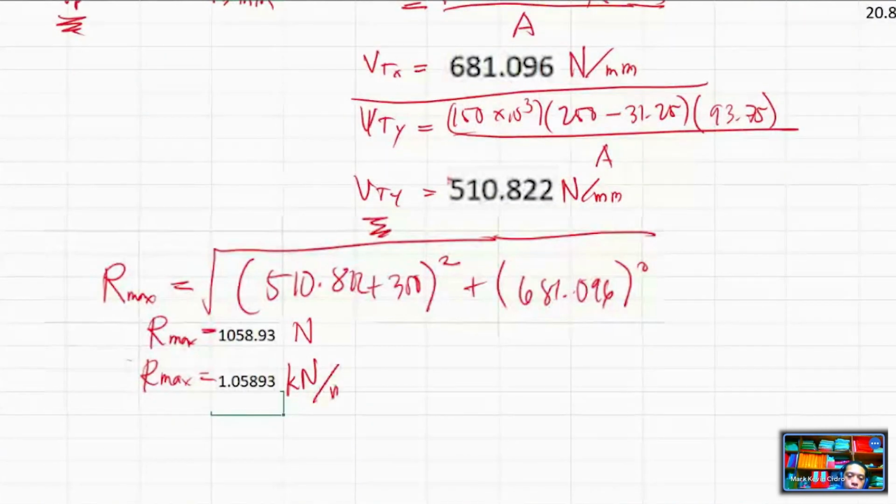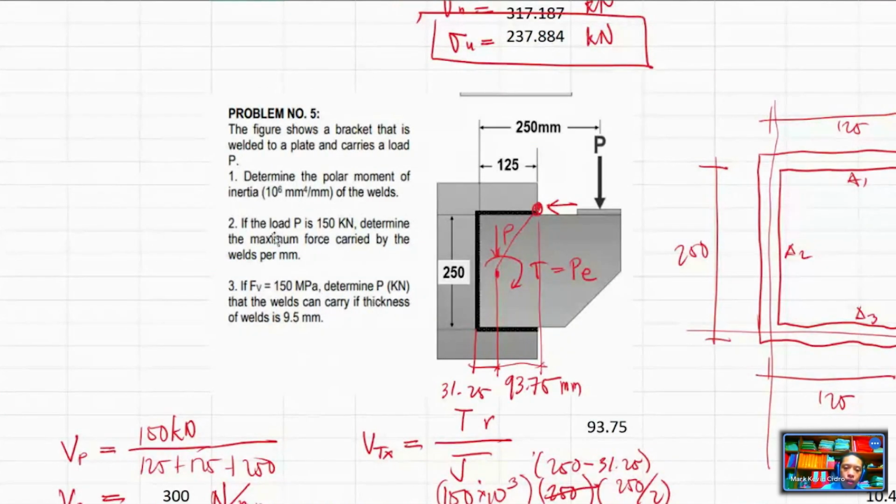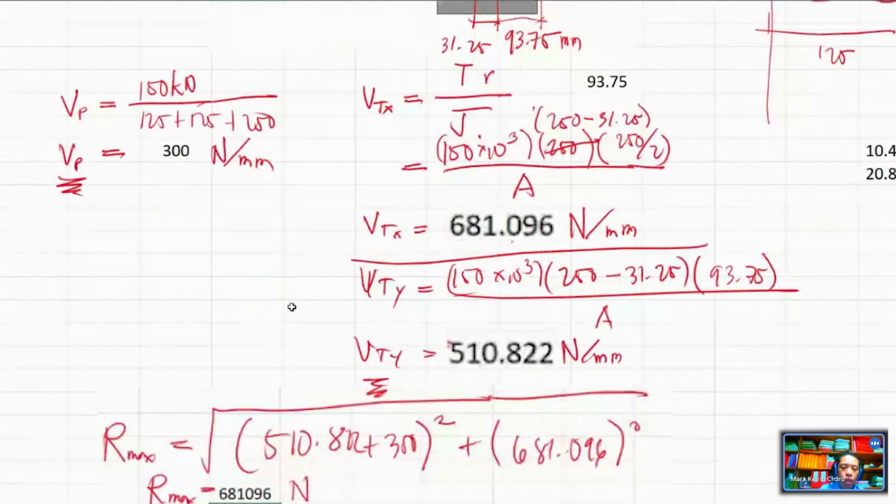Per mm. Ibig sabihin, per 1 mm nga thickness of weld. Any question? This is the maximum force carried by the welds per mm.